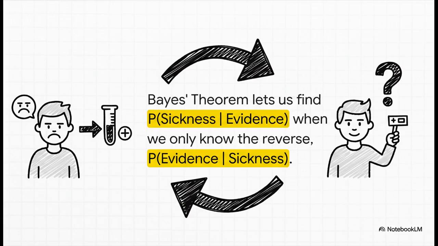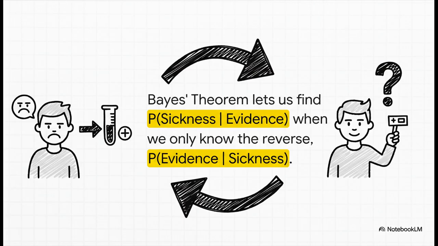What Bayes' theorem lets us do is flip or invert these probabilities. You see, the lab can tell us the probability of getting evidence, like a positive test, if you have the sickness. But that's not what you care about, right? You want to know the probability that you have the sickness if you have the evidence.